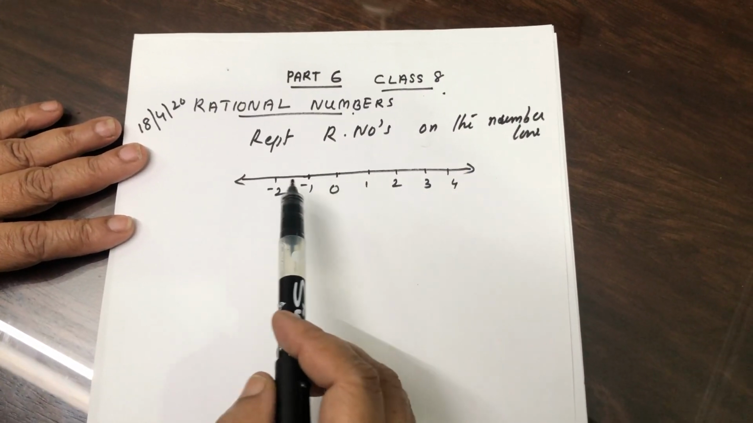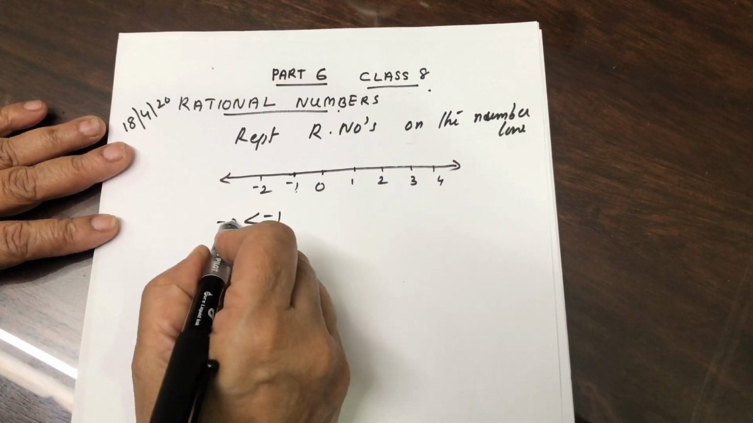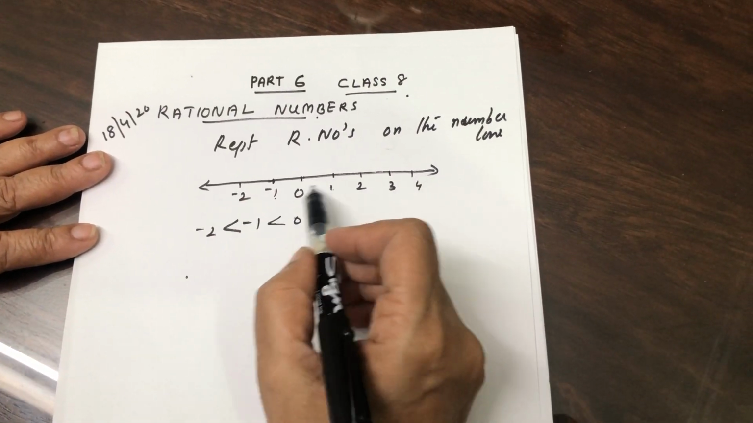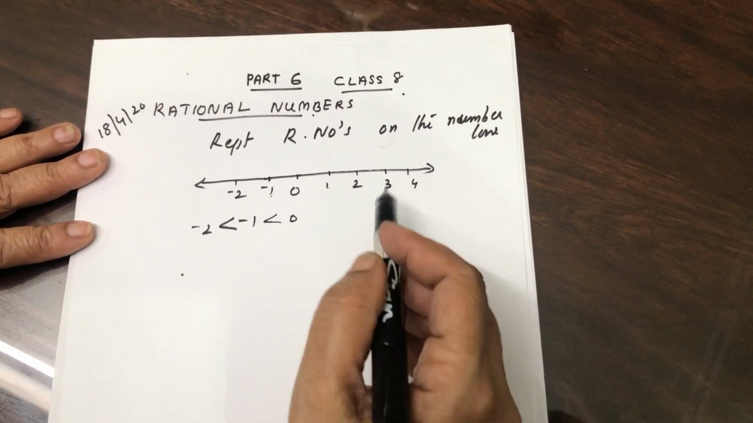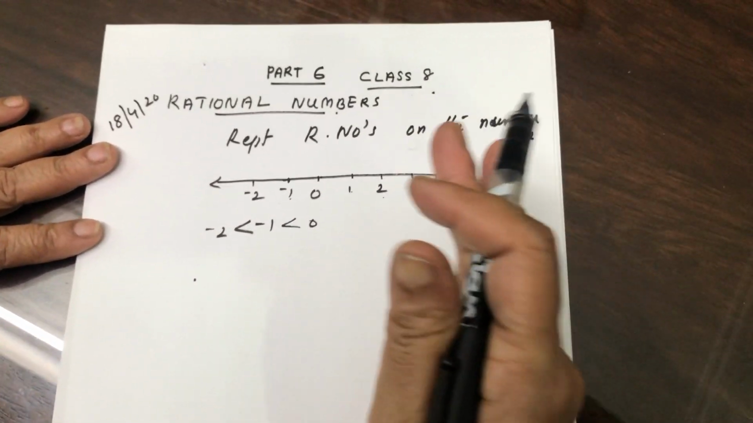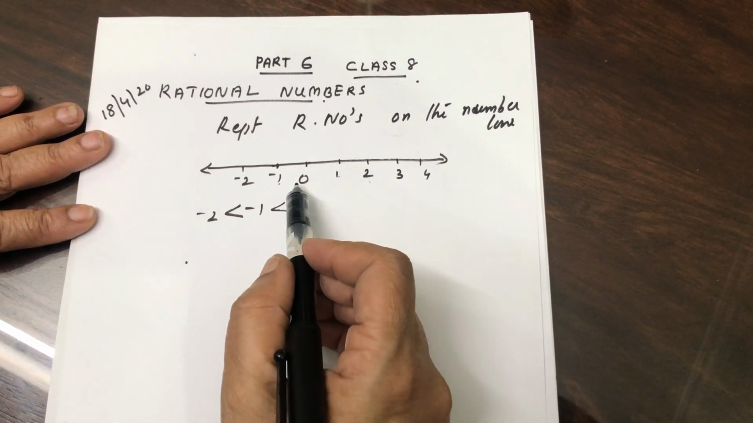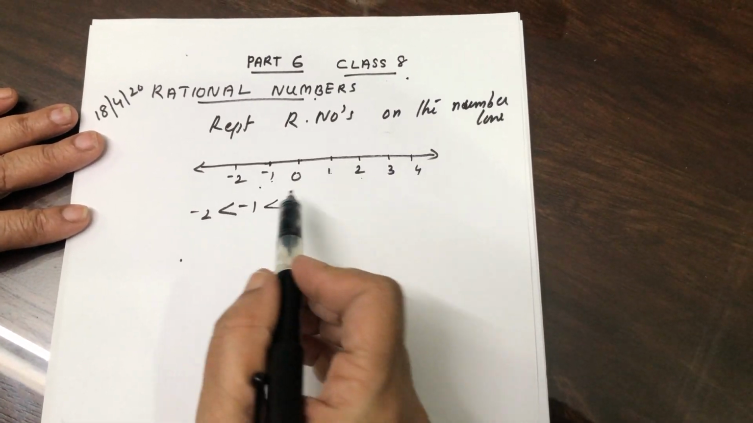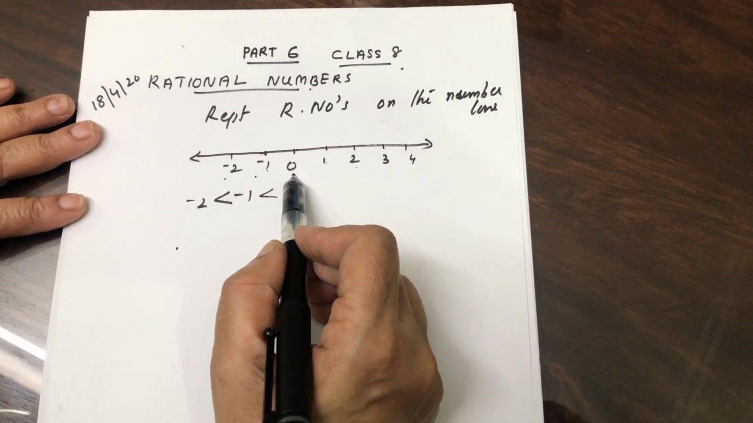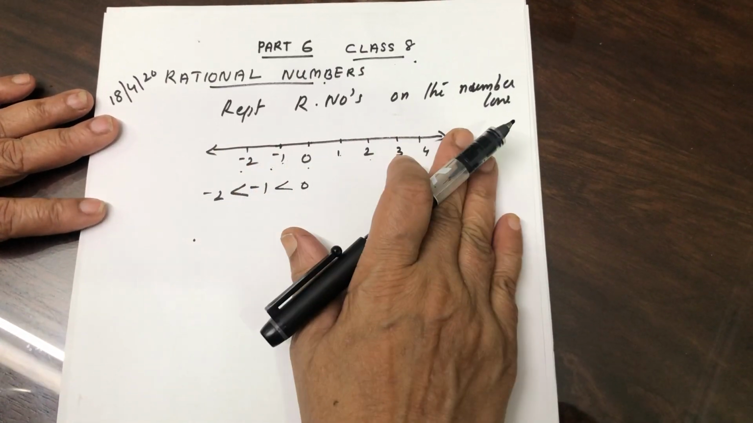That means -1 is greater than -2, 0 is greater than -1, 1 is greater than 0. When you compare -1 and 2, any number on the right side is greater. So 0 is greater than -1, 0 is greater than -2, 2 is greater than 0. As we move from left to right, the numbers increase.